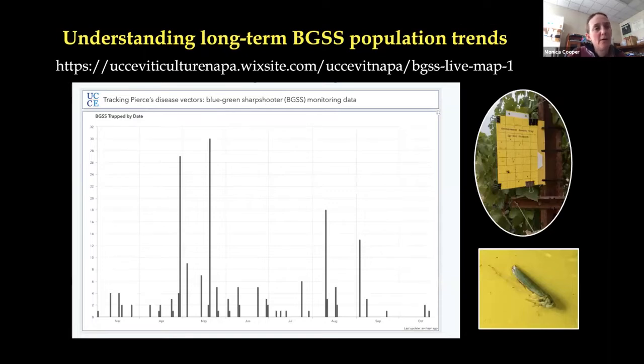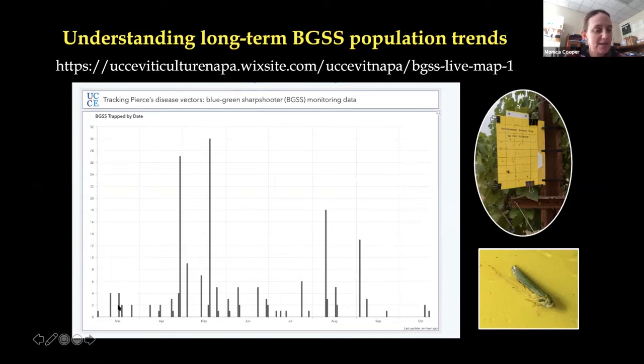These data are available live at this website. Just like Johns Hopkins has done for us for COVID, we have a blue-green sharpshooter dashboard. So I'm sure it's not going to get the millions of hits worldwide that the COVID dashboard does, but within our region, I hope that you'll look at our blue-green sharpshooter dashboard because you can get long-term data on where and when we're catching blue-green sharpshooters.